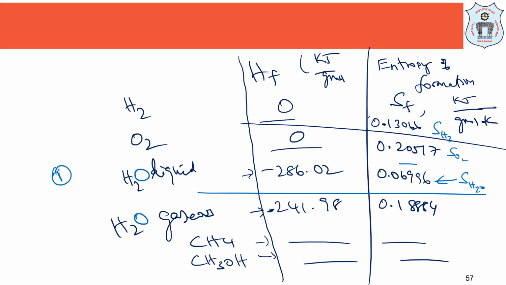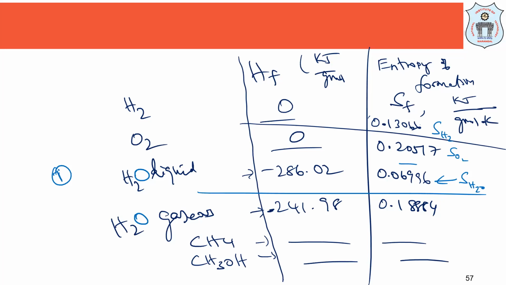Now 0.06996 minus 0.13066 minus half into 0.2051 will give us the value of delta S. Okay, please comment your answer. What is the value? Put it in your chat box or in your comment section. Please paste your value with the units.